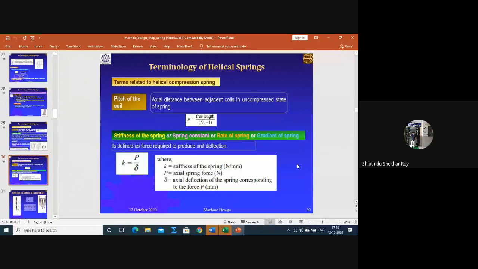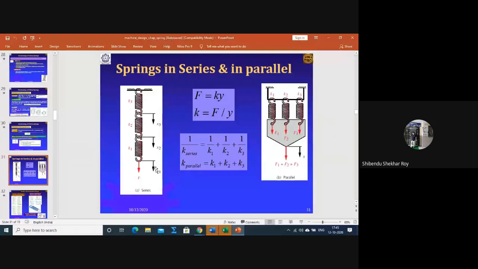So the stiffness of the spring, which is also known as spring constant or rate of spring or the gradient of the spring. We have explained one definition: the stiffness of the spring when force is acting in the axial direction. That stiffness K is the axial spring force divided by the axial deflection of the spring. That particular thing we will use in our helical compression spring.